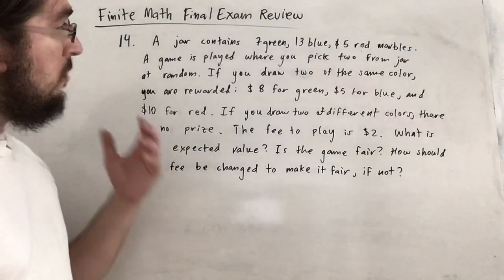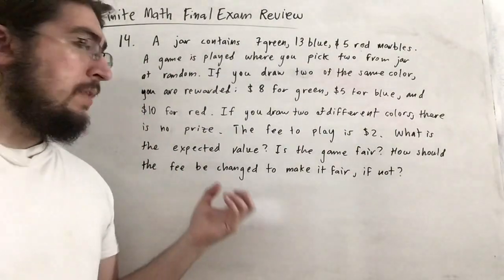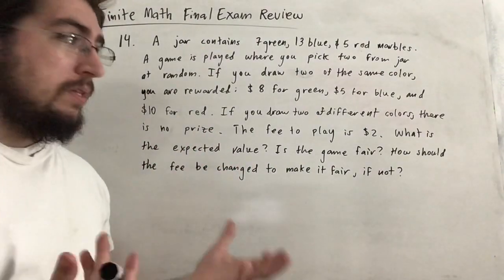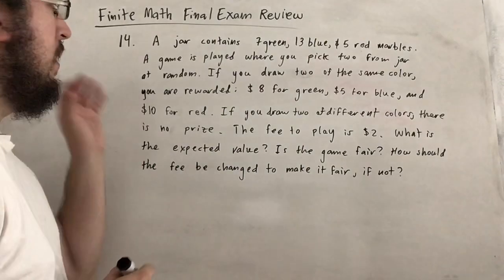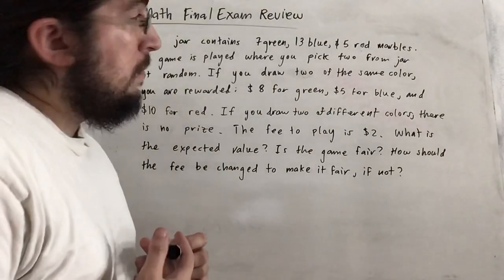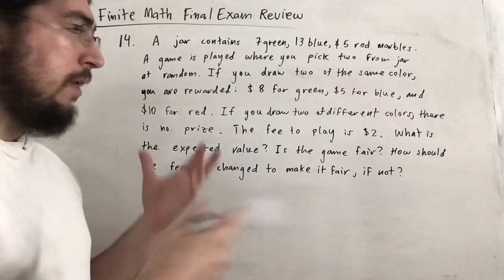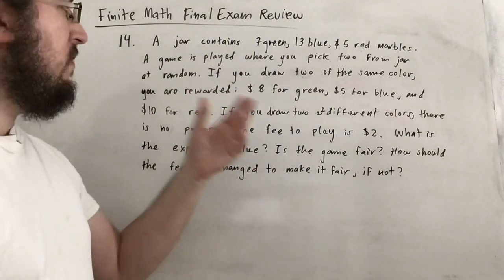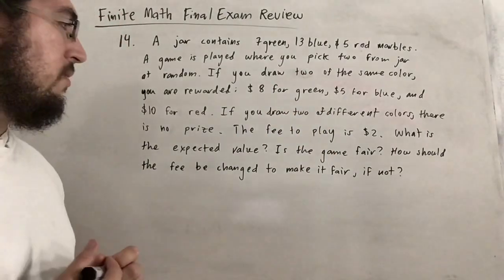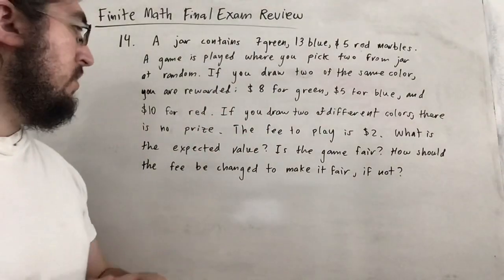Alright, so this problem number 14 is definitely the hardest problem in the whole review because it's an application problem, so it's very wordy, and we have to build things up accordingly. So let's just see if we can follow. It says a jar contains 7 green, 13 blue, and 5 red marbles. A game is played where you pick 2 from a jar at random, so 2 marbles from the jar at random without looking basically. If you draw 2 of the same color, you are rewarded $8 for green, $5 for blue, and $10 for 2 reds.